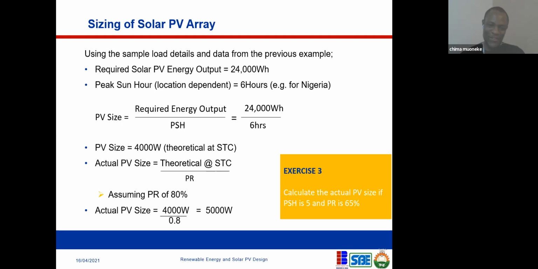So what Uche has just pointed out is that our required PV size here is 5,000 watts. So if you go to the market and you have 300 watts PV, how many are you then going to need? All you need to do is divide 5,000 watts over 300.